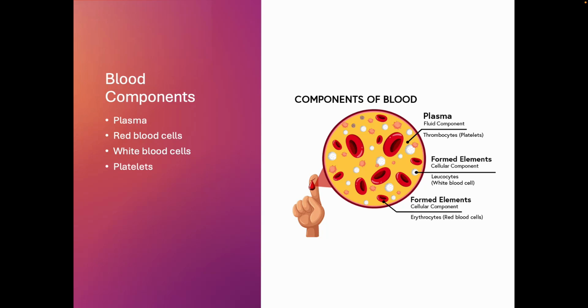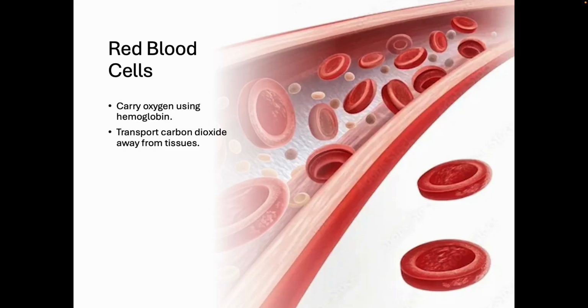Blood components. This picture was cute. I like cartoons. So blood is composed of plasma, red blood cells, white blood cells, and platelets. Red blood cells carry oxygen using hemoglobin, and they transport carbon dioxide away from the tissues.